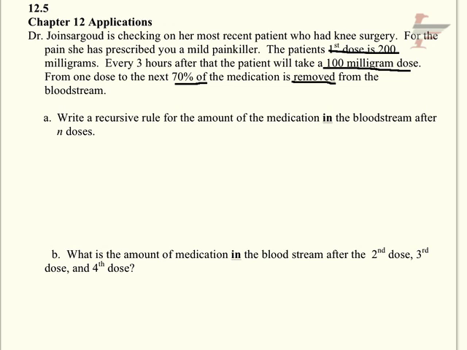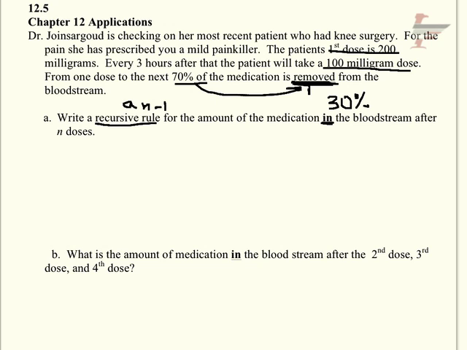All right, so part A says write a recursive rule. So that's using a sub n minus 1, remind yourself, it's not explicit. For the amount of medication in the bloodstream after 7 doses. Okay, so you want the amount in the bloodstream. The 70% is the amount removed from the bloodstream, so understand that the amount in the bloodstream would be 30%. Again, that's always a tricky thing to miss.